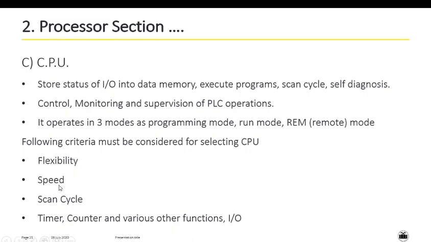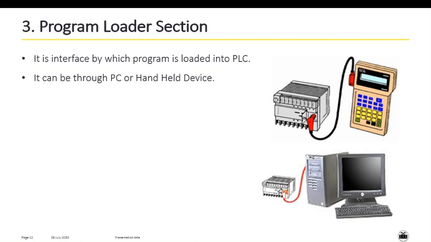Then the speed of the PLC: what is the application? We require medium speed, small speed, or higher speed. Then the scan cycle and other additional functions like timer, counter, and various other functions are there or not. What is the input output capacity of my CPU? Okay, so these are many criteria which you have to look at while selecting the CPU. Okay, so this is the second, processor section, and third one is the program loader section.